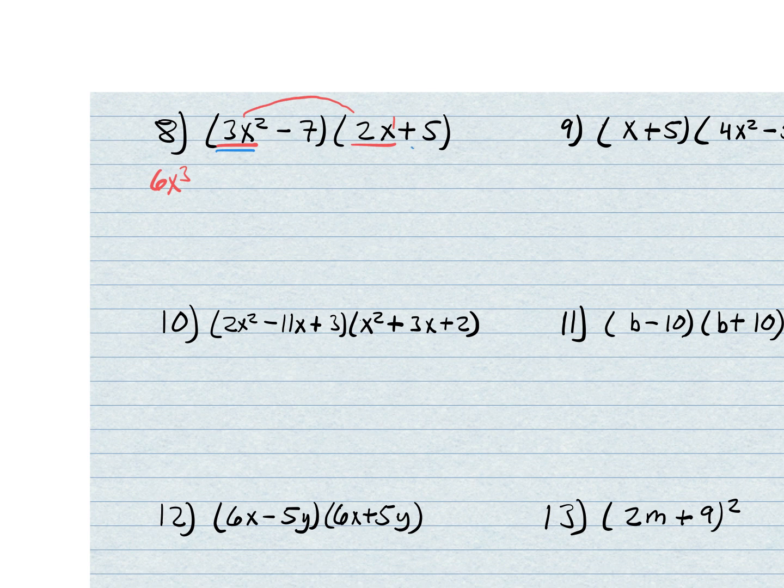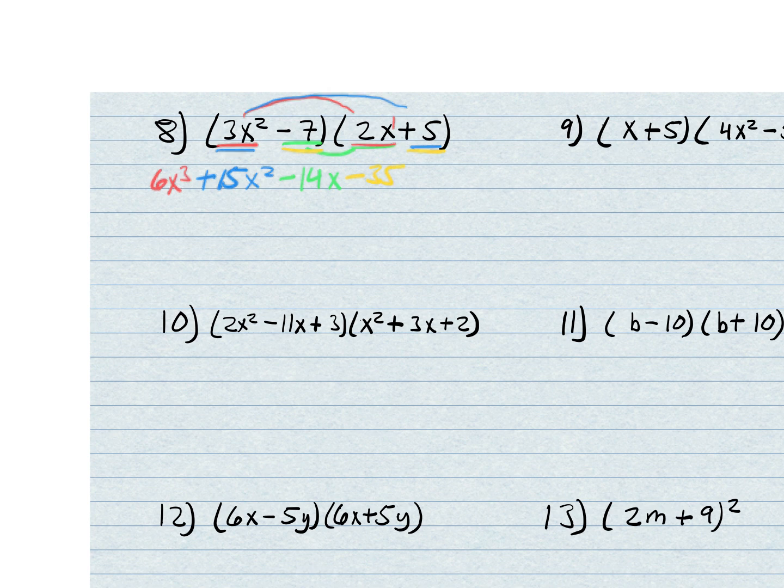Outer times outer, we're going to do 3x squared times 5. So 3x squared times 5 is going to give you 15. 3 times 5 is 15, and then x squared. Inner times the inner, so negative 7 times 2x. Negative 7 times 2 is negative 14, and then times x, you're just going to write it off to the side. And then negative 7 times 5 is going to get us a negative 35.